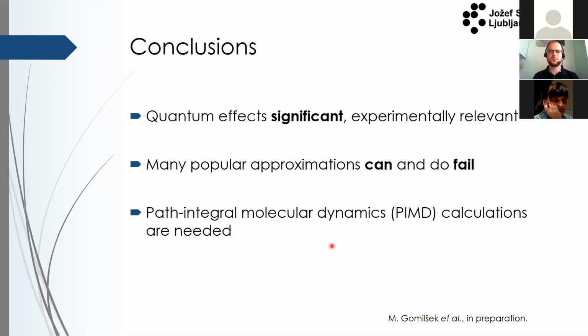For muons, the problem is in principle even more severe. The muon is even more quantum mechanical than hydrogen. So path integral molecular dynamics looks like it's unavoidable, but it is feasible now thanks to very large supercomputers. Okay, thank you.